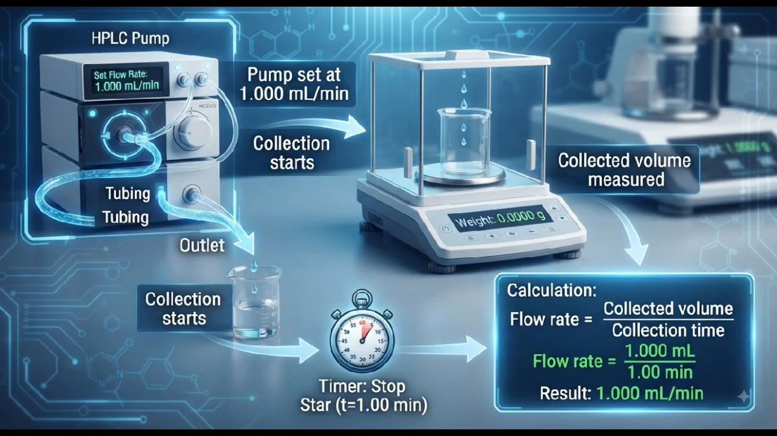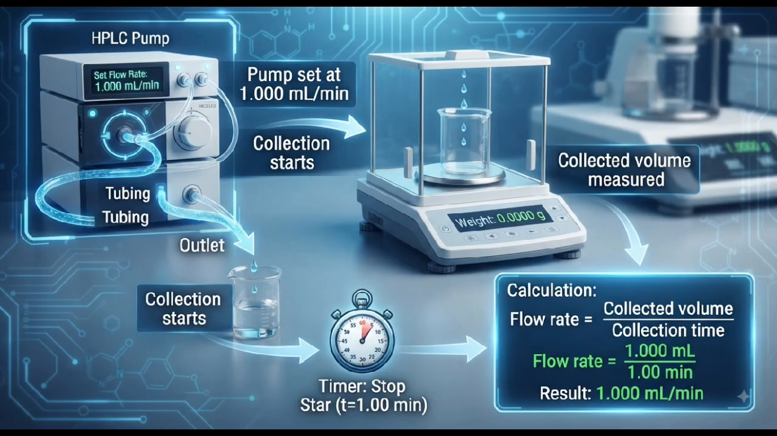Flow rate calibration. Let's start with one of the most important parameters, pump flow rate. Flow rate calibration verifies whether the actual flow delivered by the pump corresponds to the programmed flow rate. For example, suppose the HPLC is programmed at 1 ml per minute, the outlet can be directed into an appropriate calibrated collection device such as a volumetric flask, and the delivered volume is measured over a defined period.